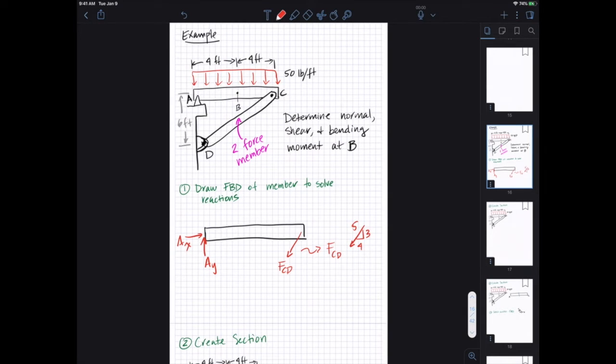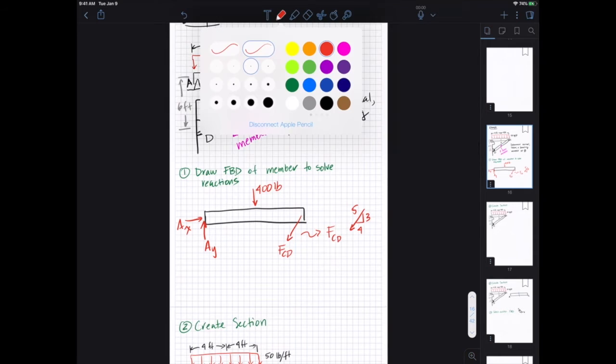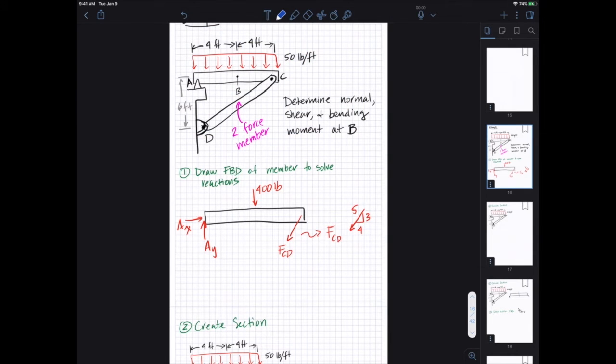And now we're going to go ahead and reduce that distributed load to one single equivalent force. So we have 50 pounds per foot up here times 8 feet of load as a constant, right? So now we have 400 pounds acting right in the middle, right at that point B that we're asked about. All right, I'm just going to write here, I did the math offline. So pause, do the math, make sure you get these numbers.